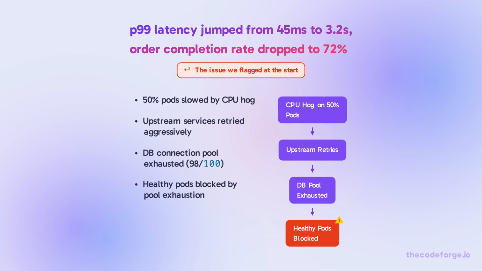This is the same issue we highlighted at the start. Here's exactly why that happened. The Litmus experiment hogged CPU on 50% of checkout pods. Those pods became slow, causing upstream services to retry aggressively.